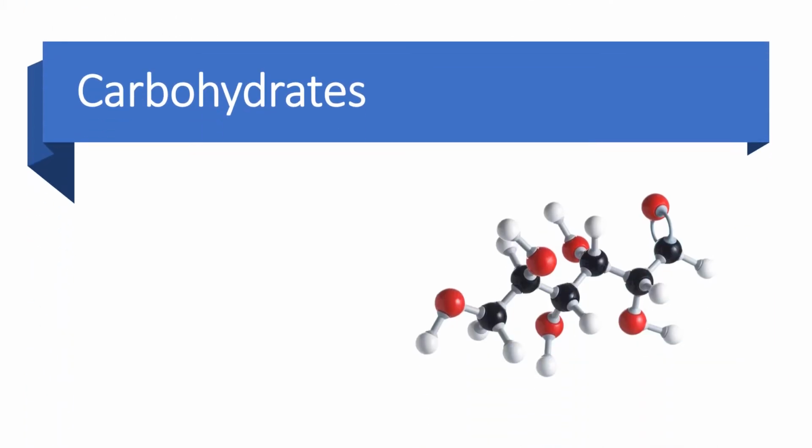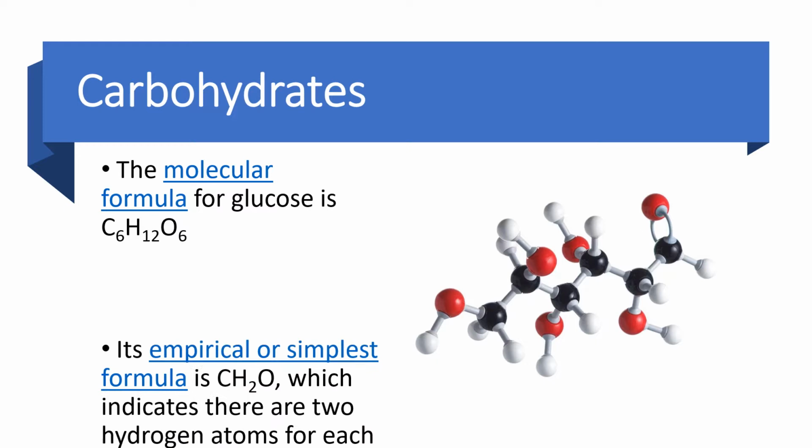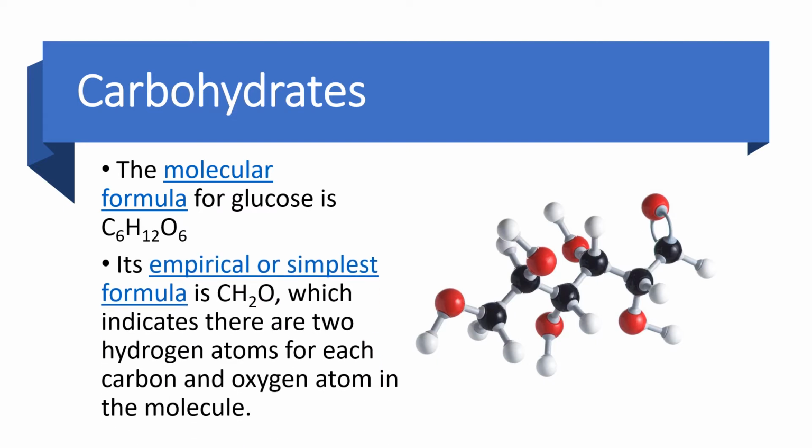Let's talk about carbohydrates. The molecular formula for glucose is C6H12NO6, and its empirical or simplest formula is CH2O, which indicates there are two hydrogen atoms for each carbon and oxygen atom in a molecule.